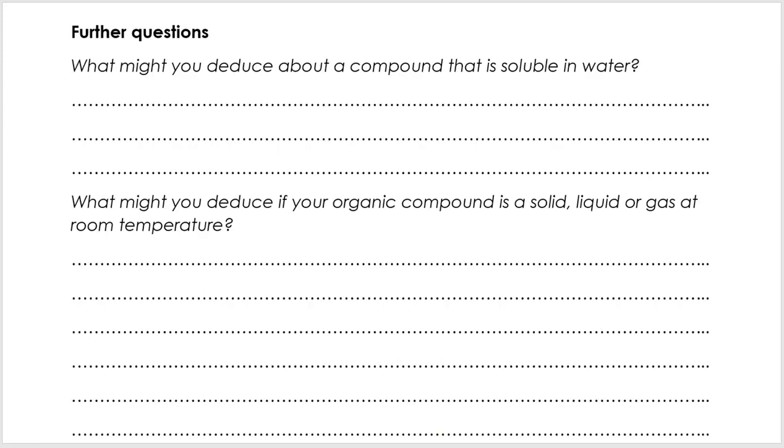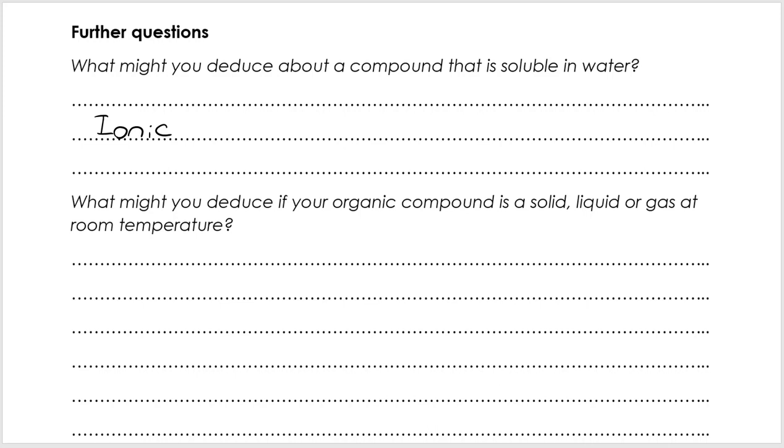One or two questions to finish off. What deduction might we make about a compound that's soluble in water? And what might we deduce about an organic compound, whether it's a solid, a liquid, or a gas at room temperature? Well, taking each of these questions in turn, the soluble in water tells us fairly conclusively that it's ionic. Ionic compounds are soluble in water.